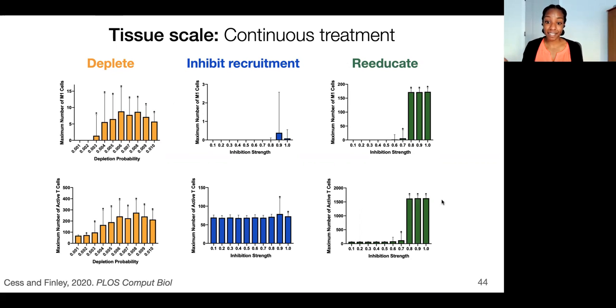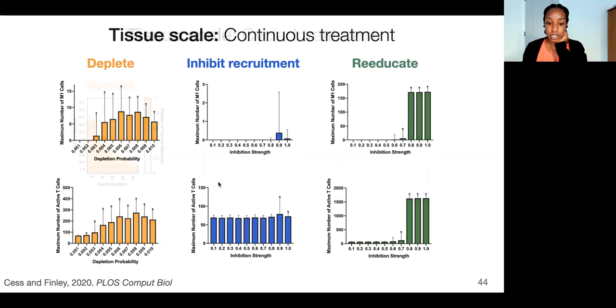But it has the side effect of also increasing the number of active T cells by an order of magnitude compared to inhibiting recruitment or depleting macrophages altogether. So we can convert M2 to M1. We can eliminate the tumor in a shorter period of time. We can also increase the number of active T cells as well.